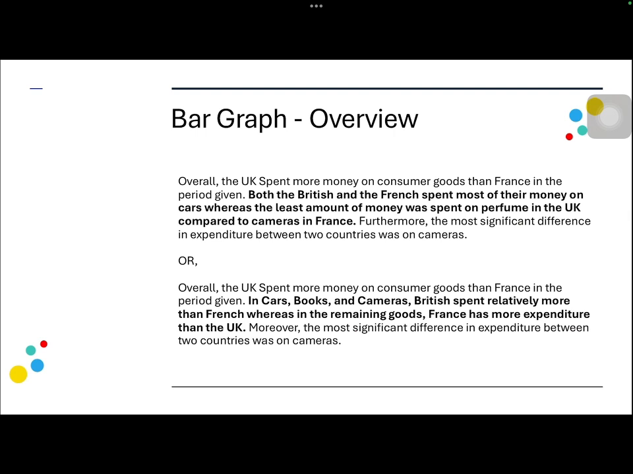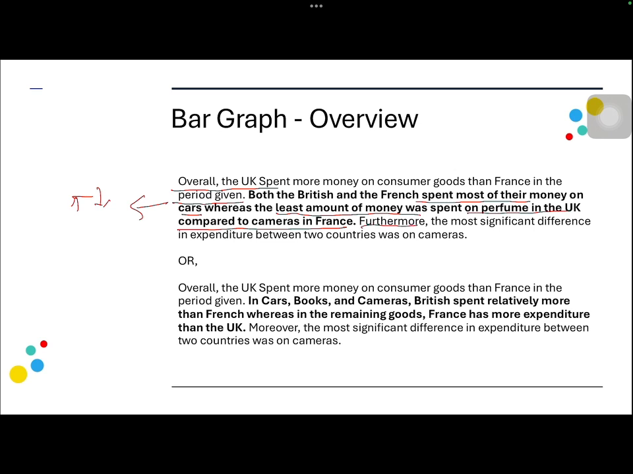So overall, the UK spent more money on consumer goods than France in the period given. So this was our major highlight. Both the British and the French spent most of their money on cars, whereas the least amount of money was spent on perfume in the UK compared to cameras in France. So now we are mentioning the highest and lowest data points.